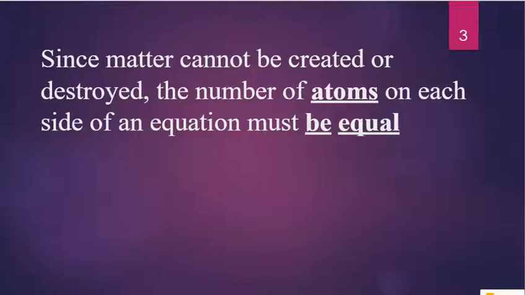Since matter cannot be created or destroyed, the number of atoms on each side of an equation must be equal. We have to follow the rules of the universe we're living in, so we're going to figure out how we can do this on our end when we're seeing these reactions. There are a few simple steps that you can complete every single time to balance a chemical equation.